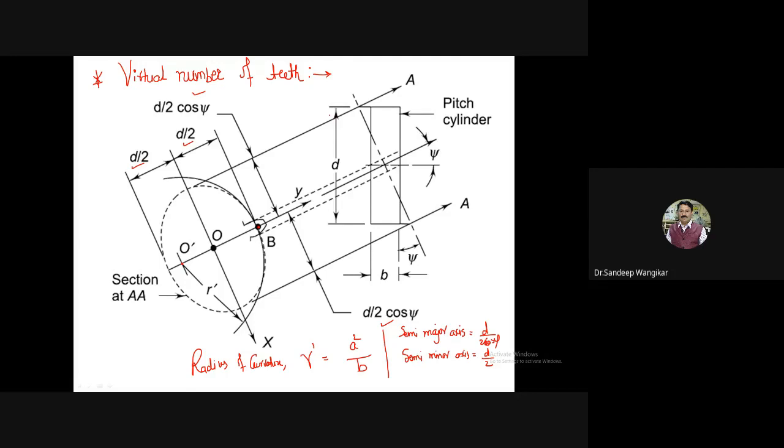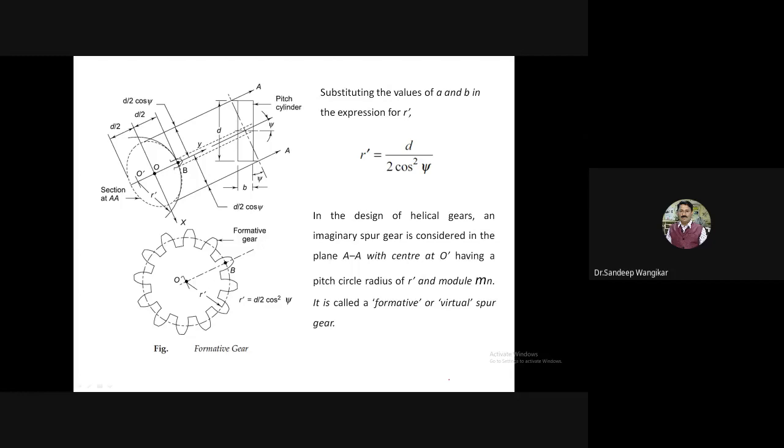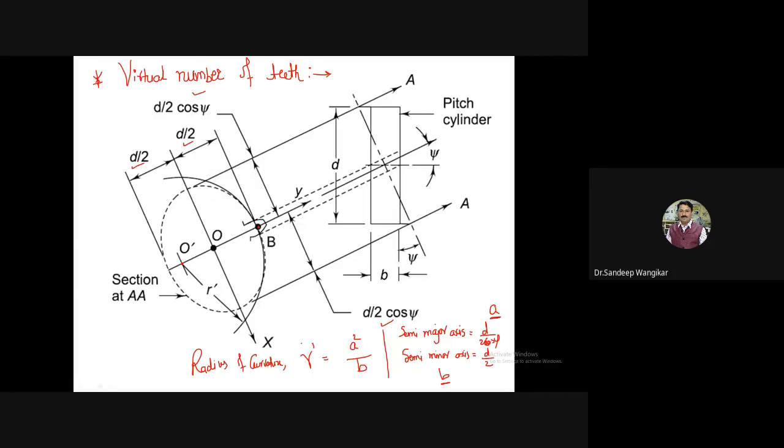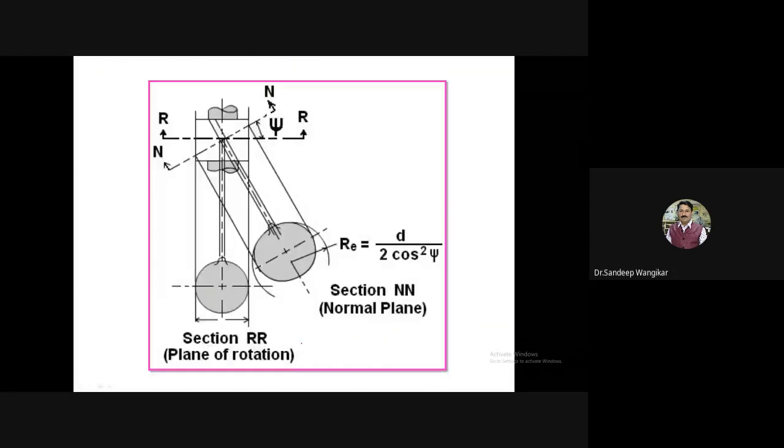Virtual number of teeth. So now r dash is equal to a square by b, where we are having the semi major axis, which is nothing but a, and the semi minor axis is nothing but b. So if I substitute the values of a and b, I will get r dash is equal to d divided by cos square psi. So I will give you some hints in this. r dash, I will write at downside, r dash is equal to a square by b. So d by 2 cos psi.